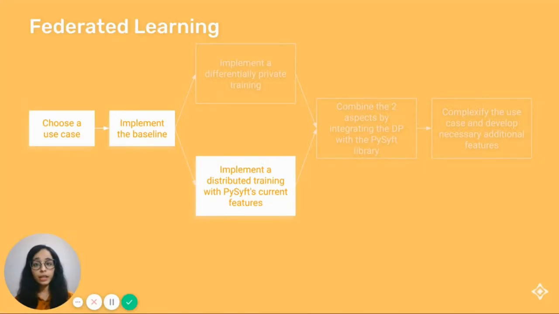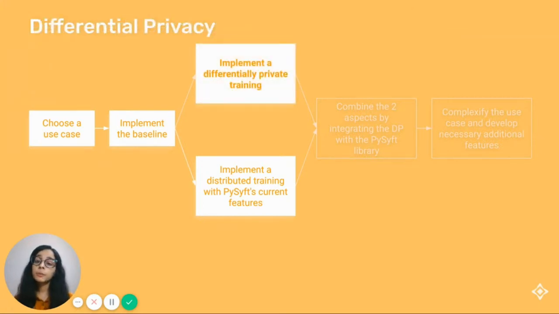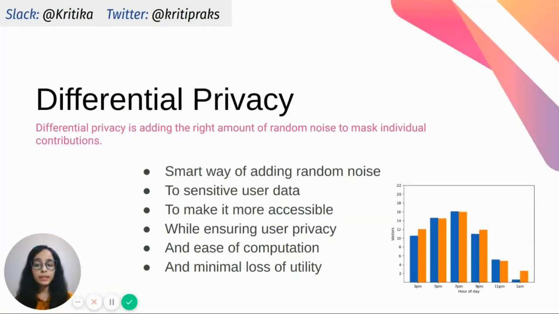Now that we have an idea of how distributed training is achieved using federated learning, we take a look at how to preserve the privacy of the hospital data using a technique known as differential privacy. Differential privacy is a smart way of adding random noise to highly sensitive user data to make it more accessible to applications while ensuring the privacy of the users, with ease of computation and minimal loss of utility.